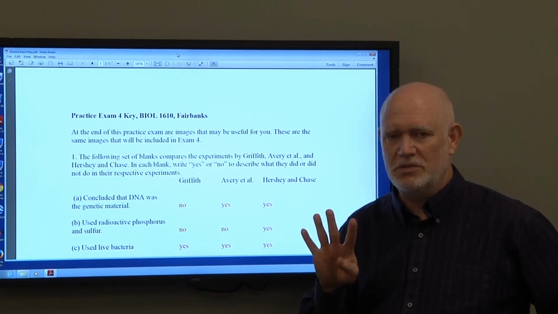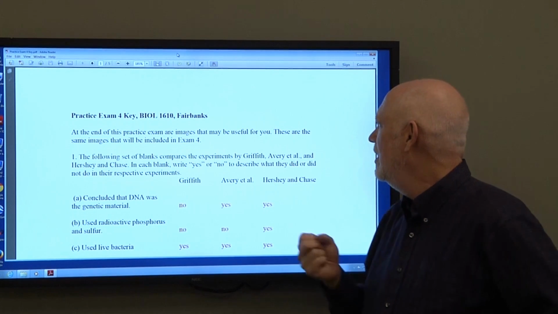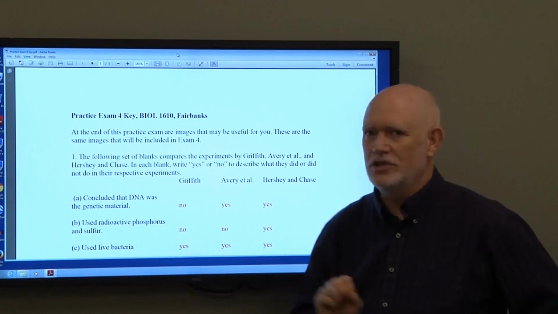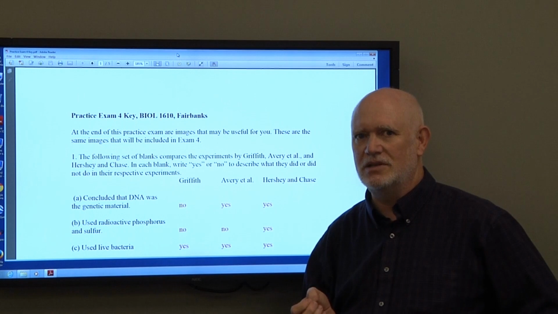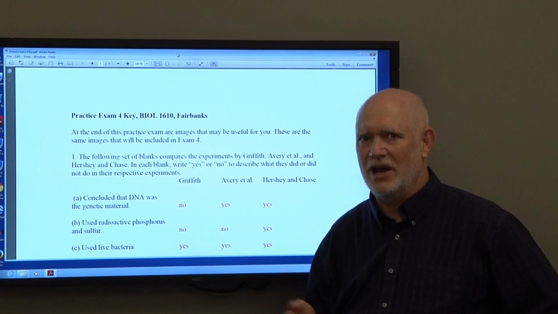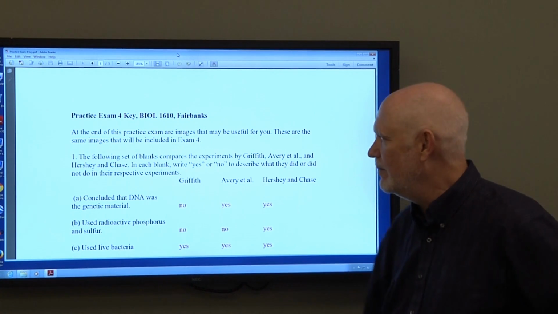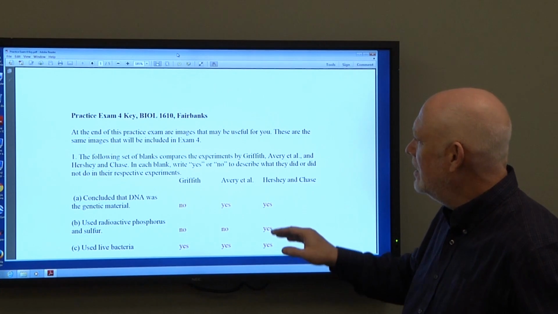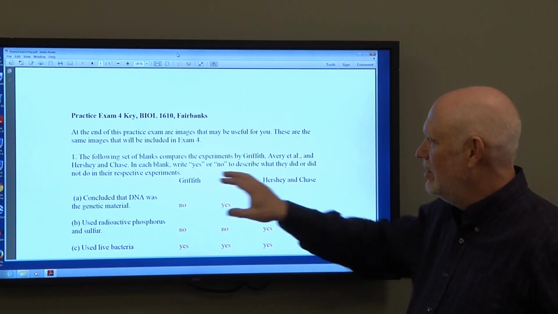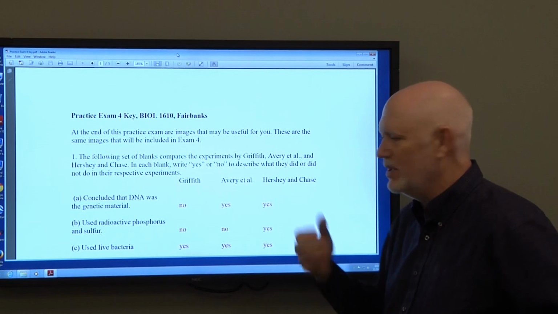So again, the four experiments you need to know about are those by Frederick Griffith, Oswald Avery and his colleagues, Avery, McLeod, and McCarty, and then the Hershey and Chase experiments, and then the Meselson and Stahl experiments. Make sure you're fully familiar with what your textbook talks about on those experiments and the basic conclusions that everyone found from them. All right, so this one essentially asks you to fill in a table that looks at each of these aspects over here and which of the experiments use these.